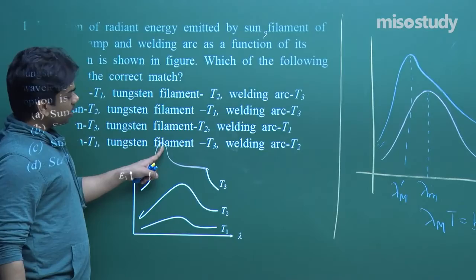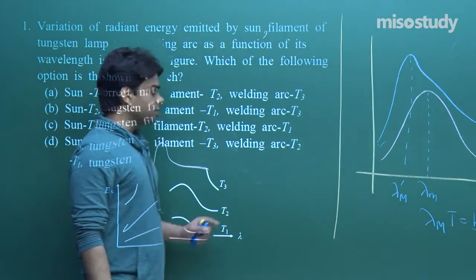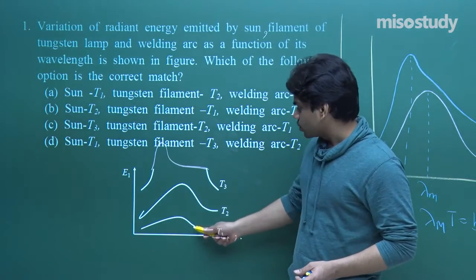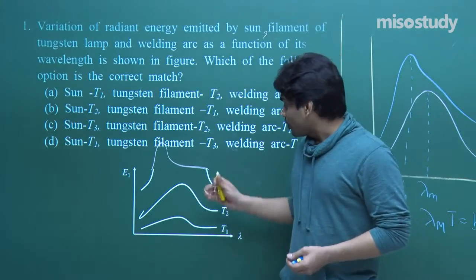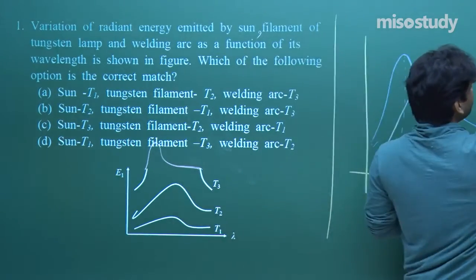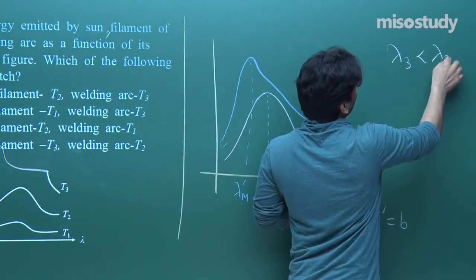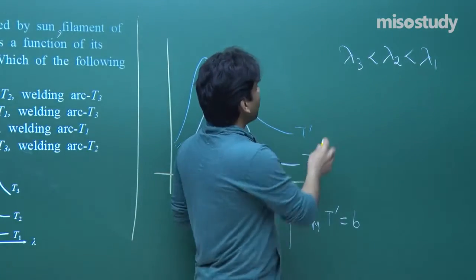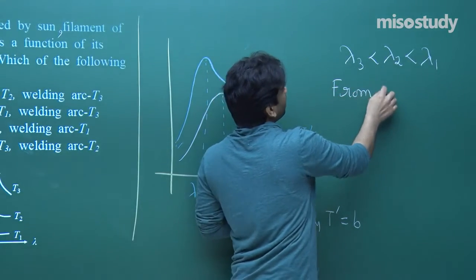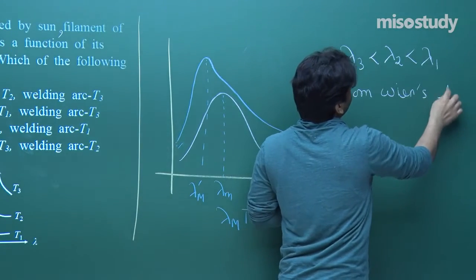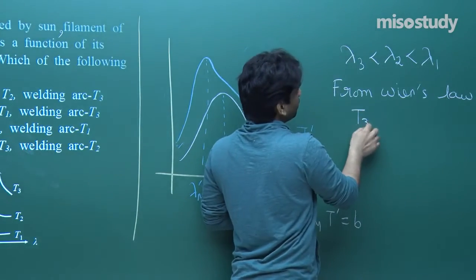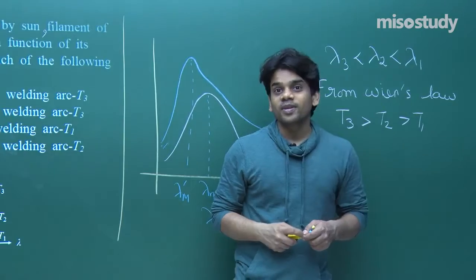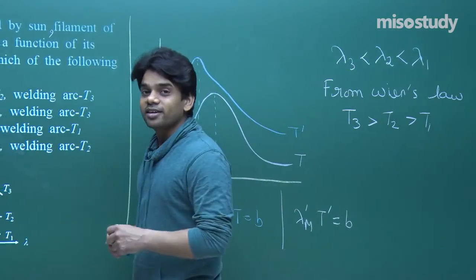Something like this. So lambda will be minimum for temperature T3, then we have T2, and the maximum lambda is for T1. So for the lambda variation, lambda 3 will be lesser than lambda 2, which will be lesser than lambda 1. So from Wien's displacement law, we can comment on the temperature: T3 will be highest, then T2, then T1. So T3 will be highest. See the three places from where radiation energy is given.